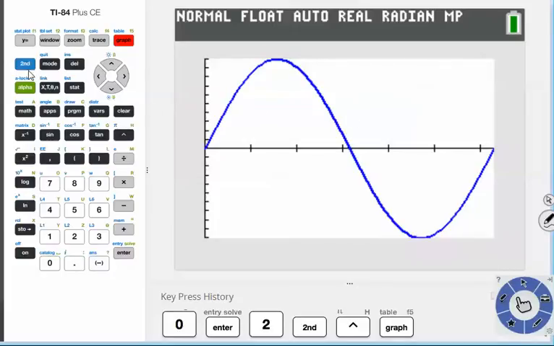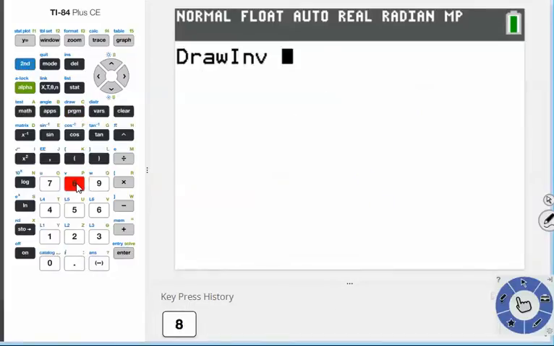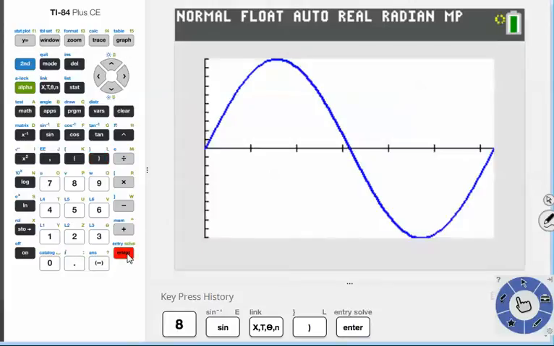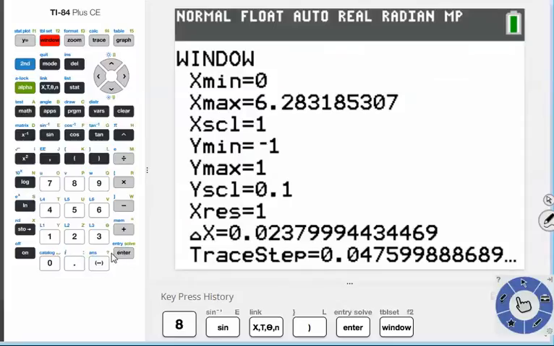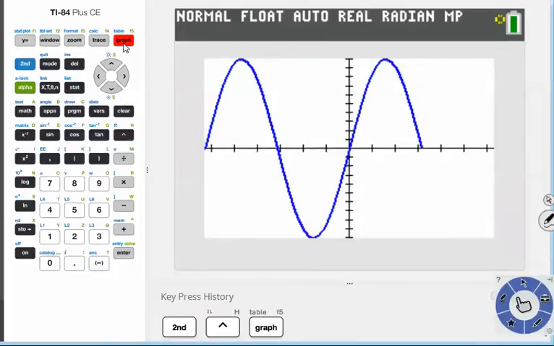So check this out. I'm going to hit second, draw. I'm going to draw the inverse of sine, and that's essentially what the arc sine is. When I draw it, it will come in, hopefully. Here it comes. Now I'm going to open up the window a little bit, to negative 2 pi, so you can see the sine curve and a couple of periods of it, and we'll see the inverse sine here momentarily.